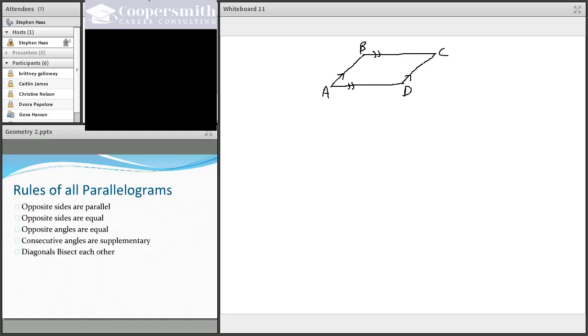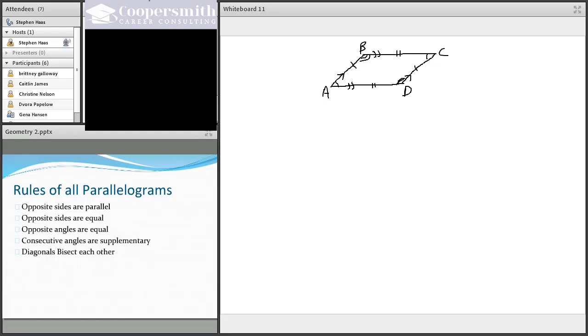So who can give me 2 sides that are equal? You got 2 choices, really. There are 2 pairs. AB and CD are equal. Good. And BC and AD are equal. Excellent. Number 3, opposite angles are equal, which means angle A, or BAD, and angle C, or DCB, are equal. And it also means that angle D is equal to angle B. Okay, that's 3 rules.